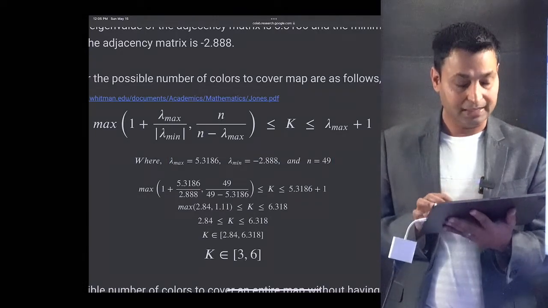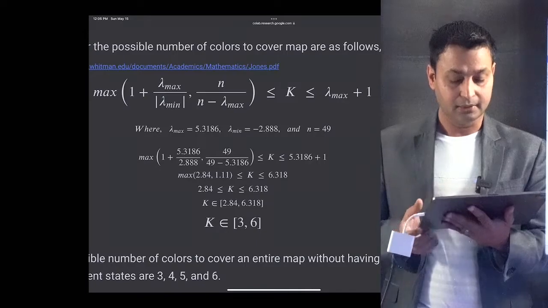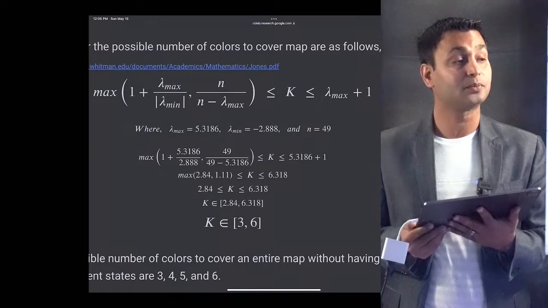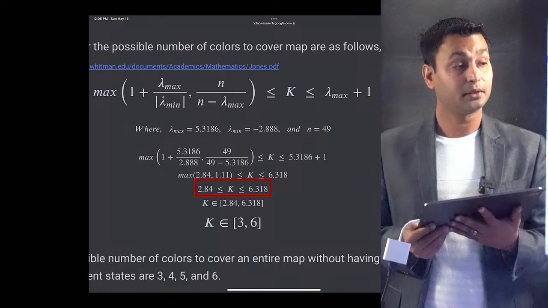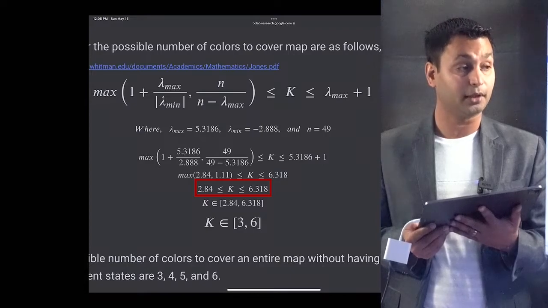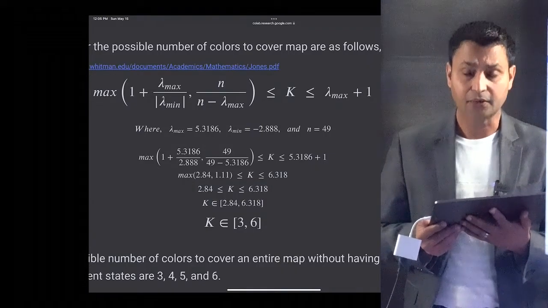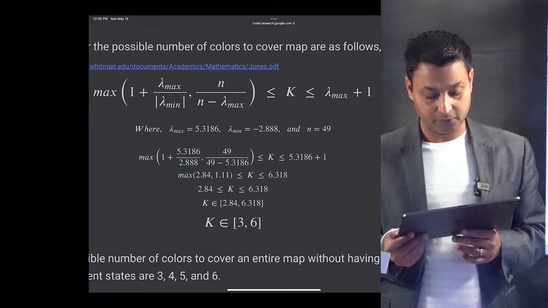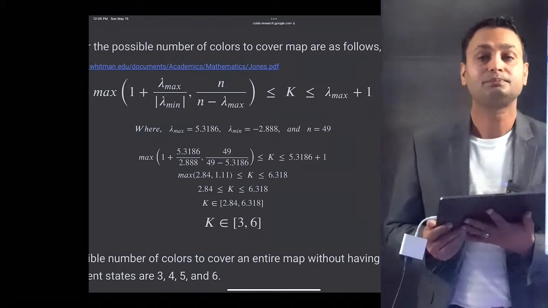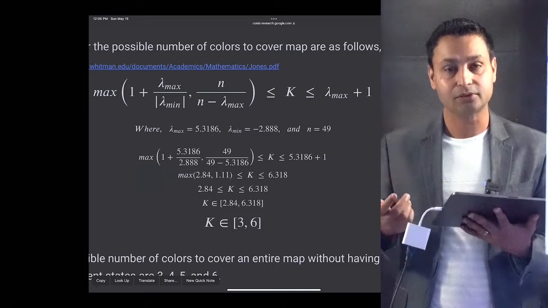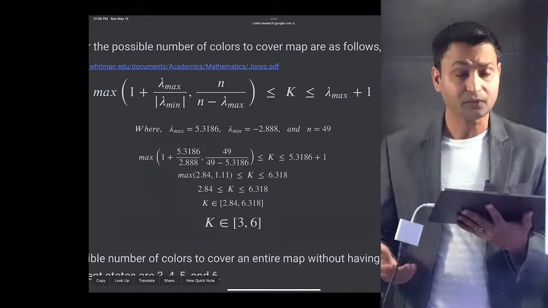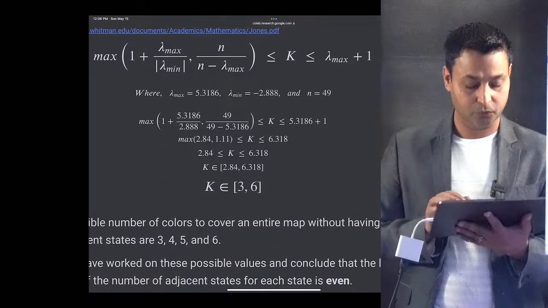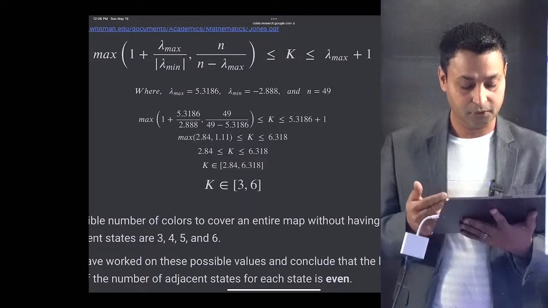If you see the derivation listed here, when you put that in the equation, you will get that k is greater than or equal to 2.84 and less than or equal to 6.38. Now these are essentially float values, so k has to belong in the range of 2.84 to 6.318, but the number of actual colors can only be integers. So what are the nearest integers corresponding to these float values? Those nearest integers are 3 and 6, since 2.84 is close to 3 and 6.318 is close to 6.